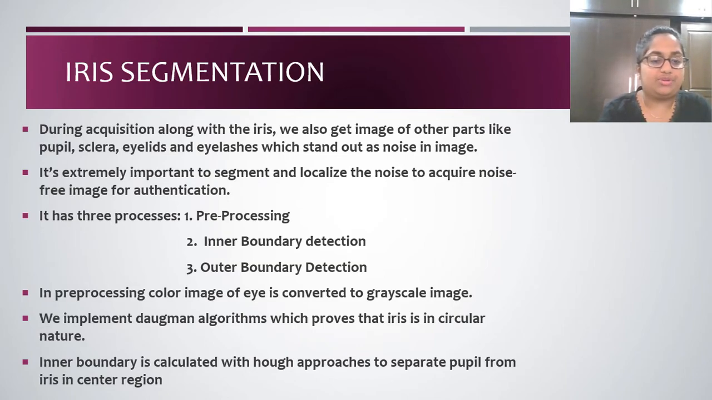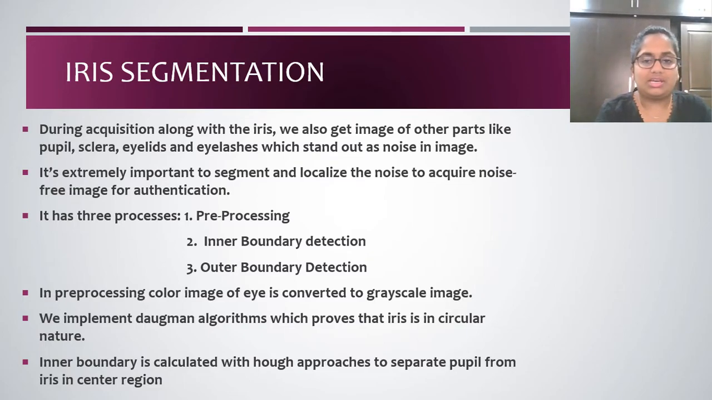Now getting to the second step of our iris recognition system, the iris segmentation. The iris sample, after being processed in the acquisition stage, then enters into the segmentation stage, where we find that the iris recognition system merely needs a noise-free iris for processing. But when we capture the human eye, we actually get other parts captured along with the iris, called the pupil, sclera, eyelids and eyelashes, which definitely stand out as noise in our image.